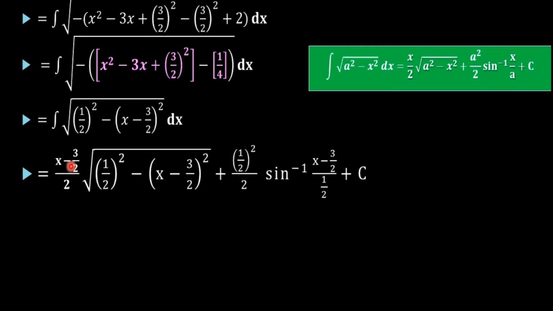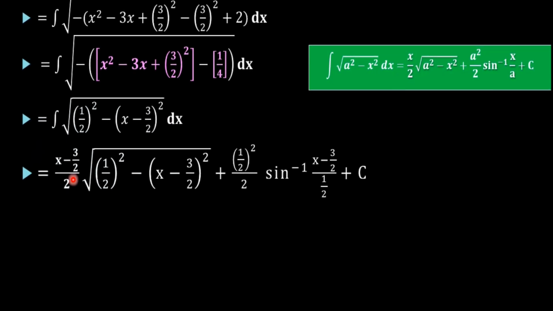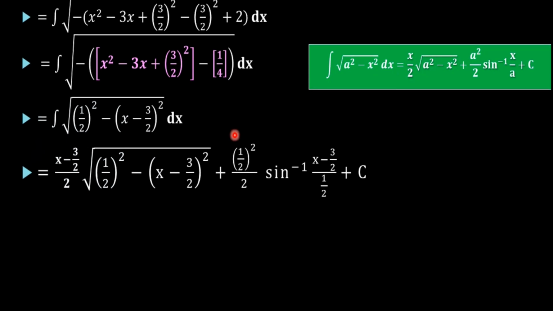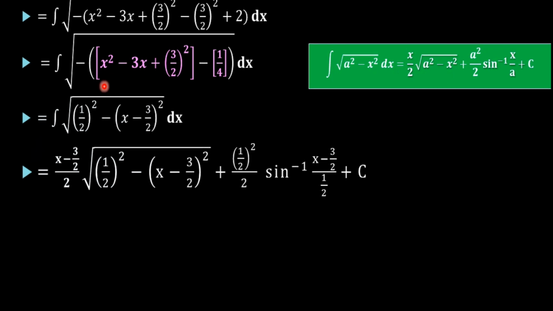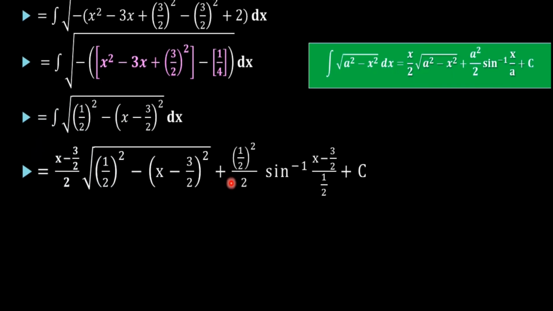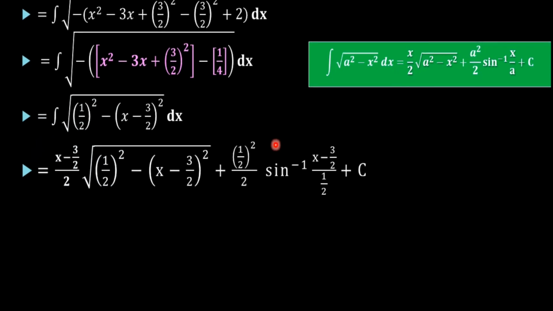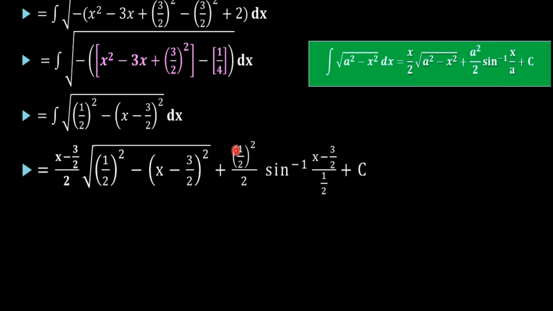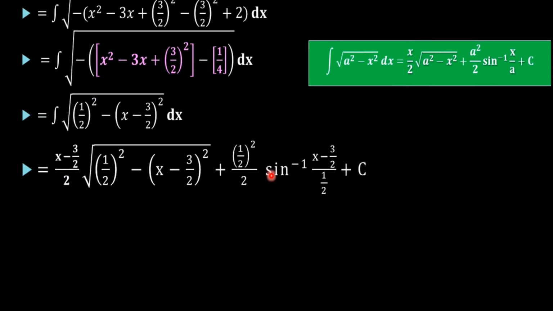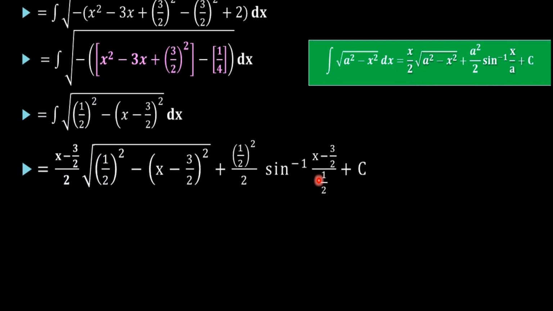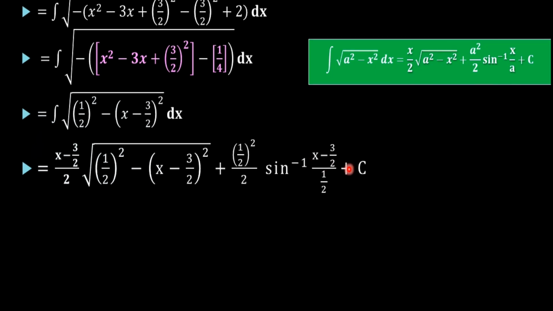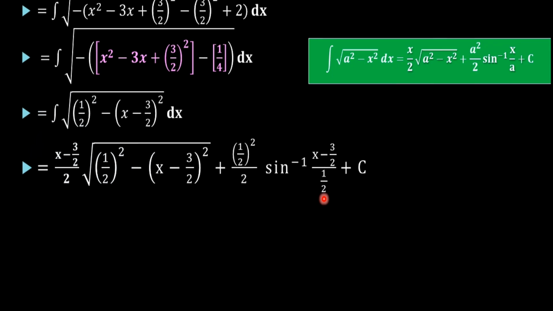That is, x/2 will give (x − 3/2)/2 into the square root of a² − x², that is this term itself, plus a²/2. What is a²/2? a is 1/2, so a²/2 is (1/2)²/2, into sin⁻¹(x/a). What is x here? x − 3/2, that is (x − 3/2)/a. What is a here? 1/2. That is, the a term is 1/2.